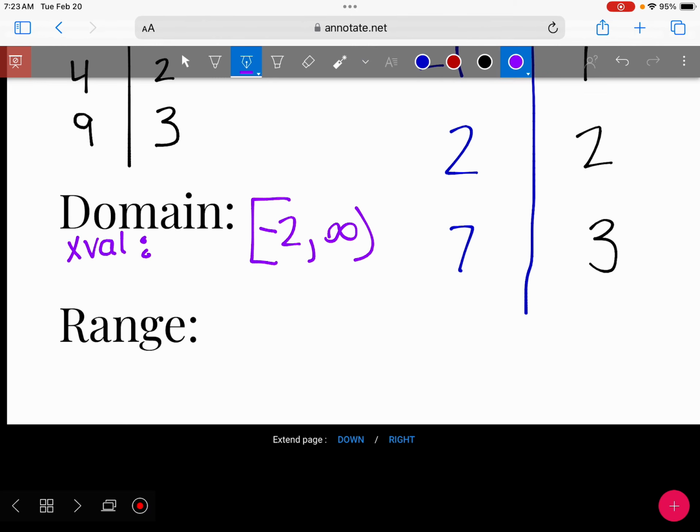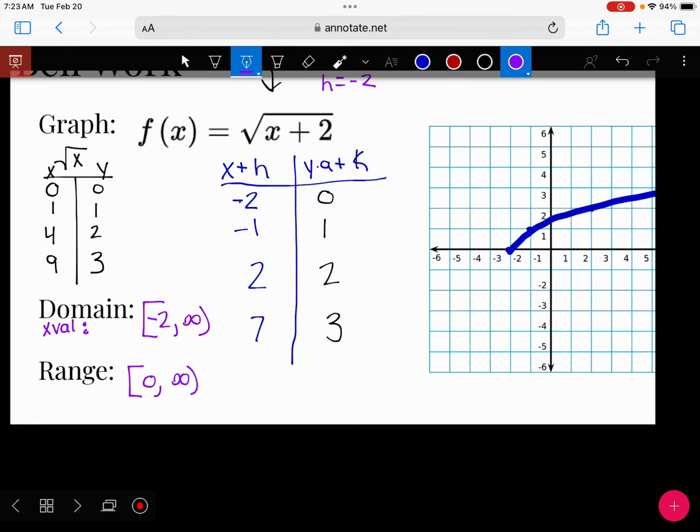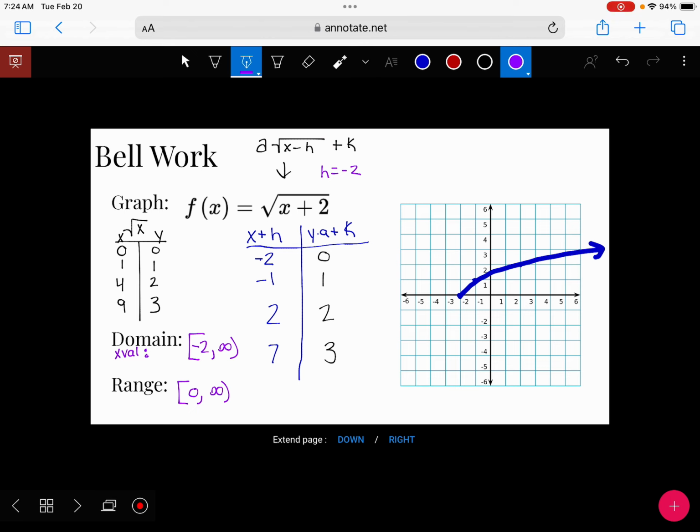How about my range? What's my smallest y value? 0. I heard it. What's my biggest y value? Infinity. So it's been a little minute since we've done domain and range. But since we had graphing as our bell work, I wonder what we're going to be doing today. What? Who'da thunk?